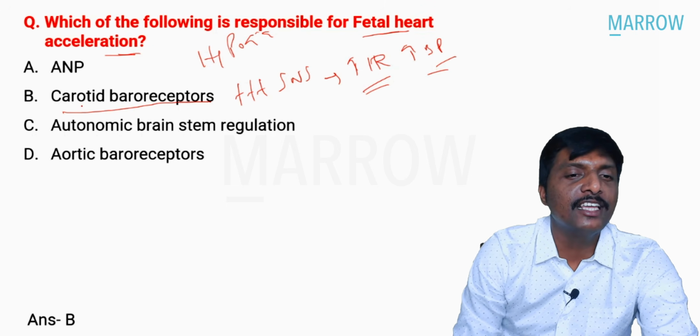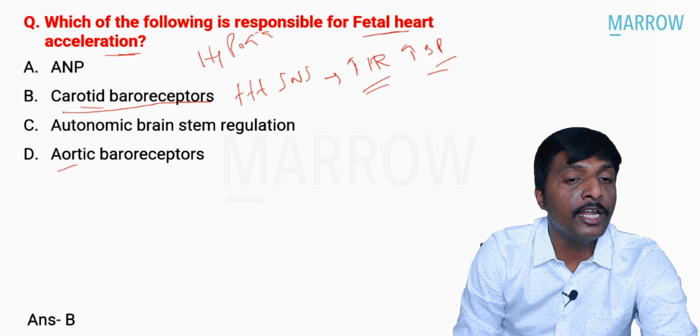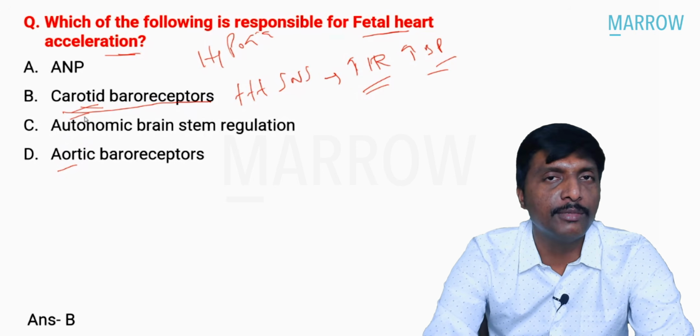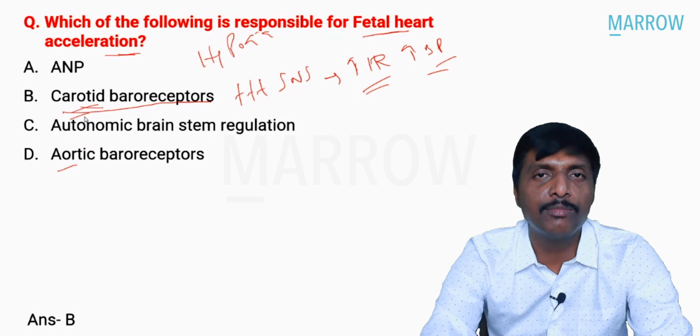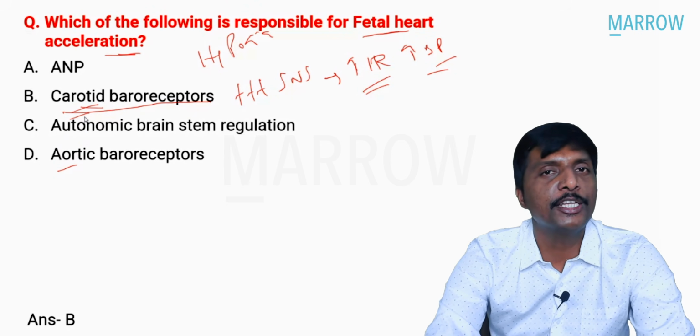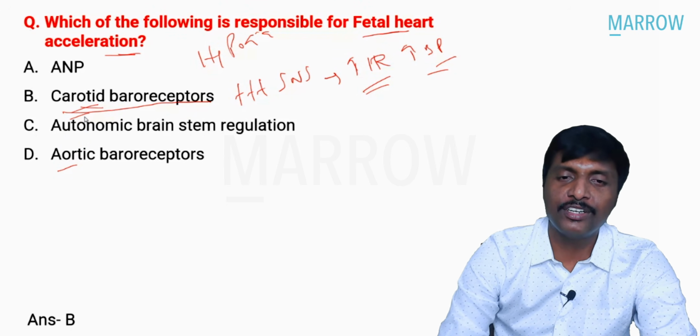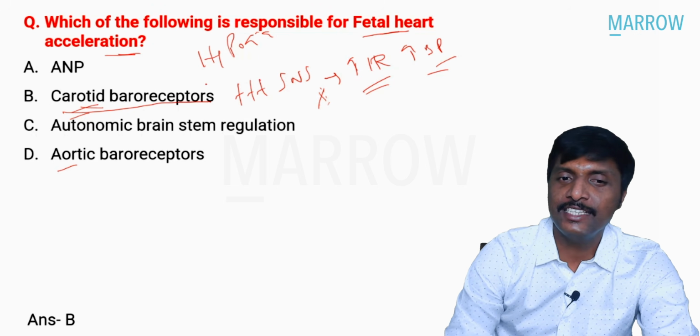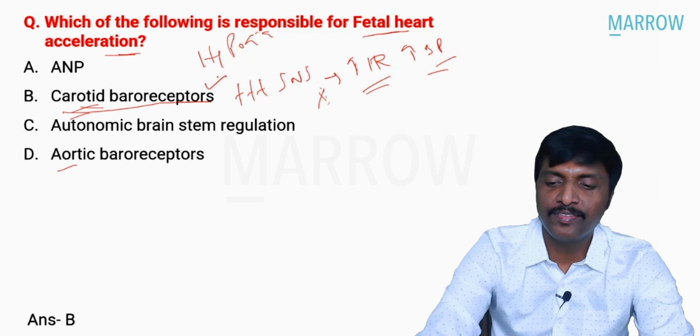So the answer is, even though carotid and aortic are there, you should always give preference to the most important one, carotid receptors. Both can actually do this response, be it baroreceptors or chemoreceptors. Both can be activated in response to hypoxia, and the response is tremendous sympathetic nervous system stimulation. The answer is carotid baroreceptors.